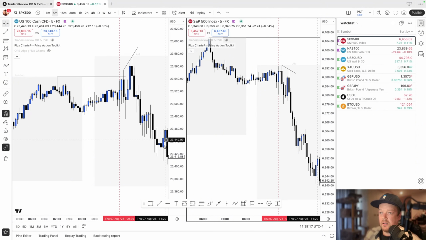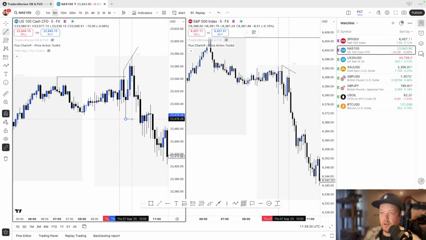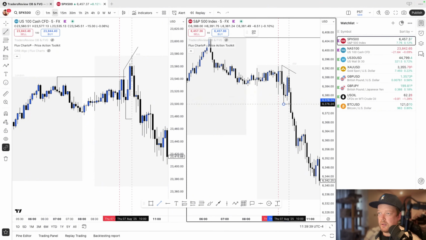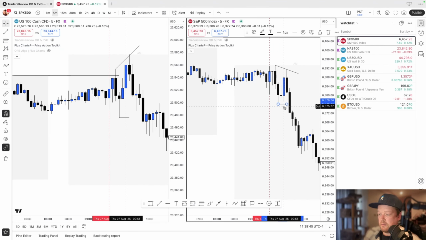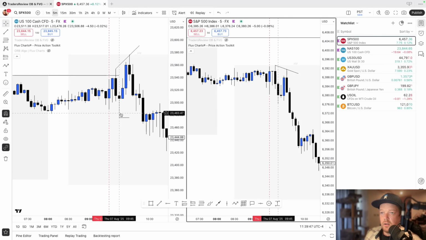Perfect. Now let's see, where is the last low created right over here to be taken out to confirm a break of structure. So it was this low when price pushed up on Nasdaq. Here is the low on the S&P. So here we can see now low was created. We created another low right over here.